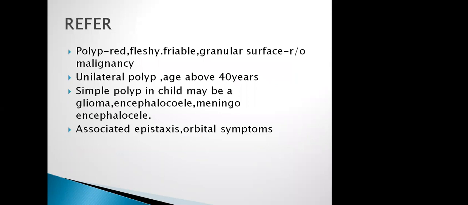These things have to be taken care of. If a patient has a polyp with a red, fleshy, friable, granular surface, always rule out malignancy. Unilateral polyp, if the patient's age is above 40 years, or bloodstained nasal discharge, always rule out malignancy. If a simple polyp in a child, it may be a glioma, encephalocele or meningocele, so always aspirate before removal. If it is associated with epistaxis and orbital symptoms, always refer and go for a higher investigation like CT scan or endoscopy and biopsy.